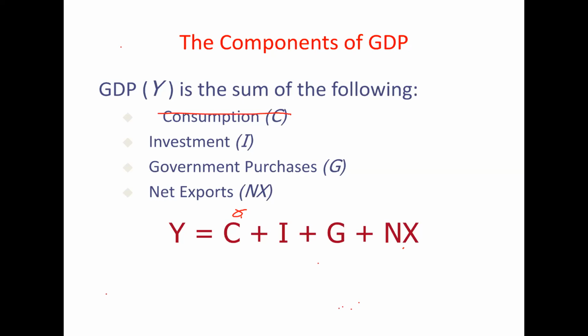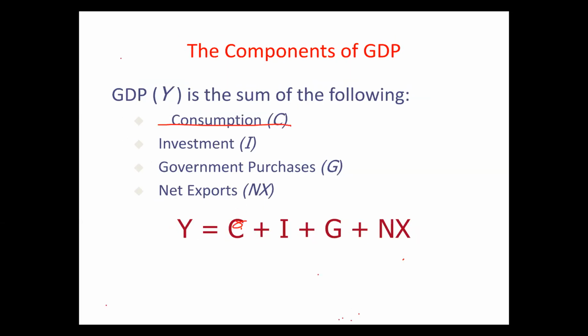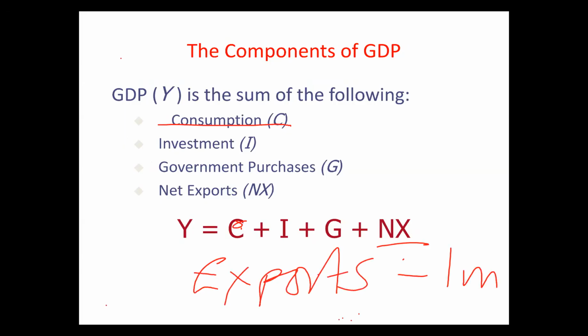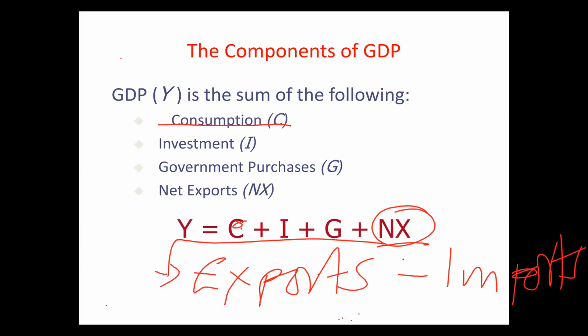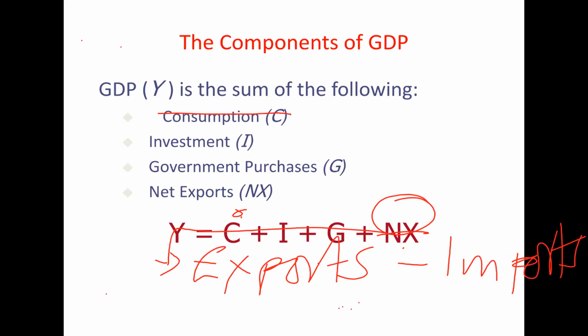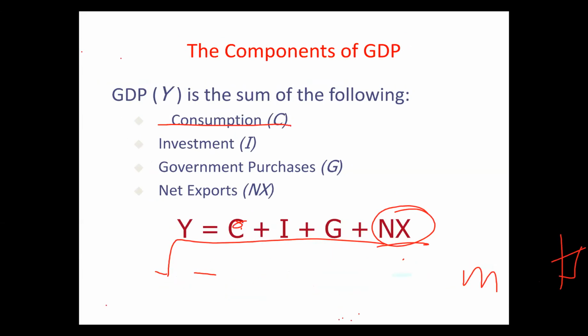And net exports, we are talking about the difference between exports minus imports. NX means exports minus what? Imports. That's how you create the last component. So we are asking ourselves the difference between how much we have exported minus how much we have imported as a whole. Is that okay? Are we fine with the components of the GDP?